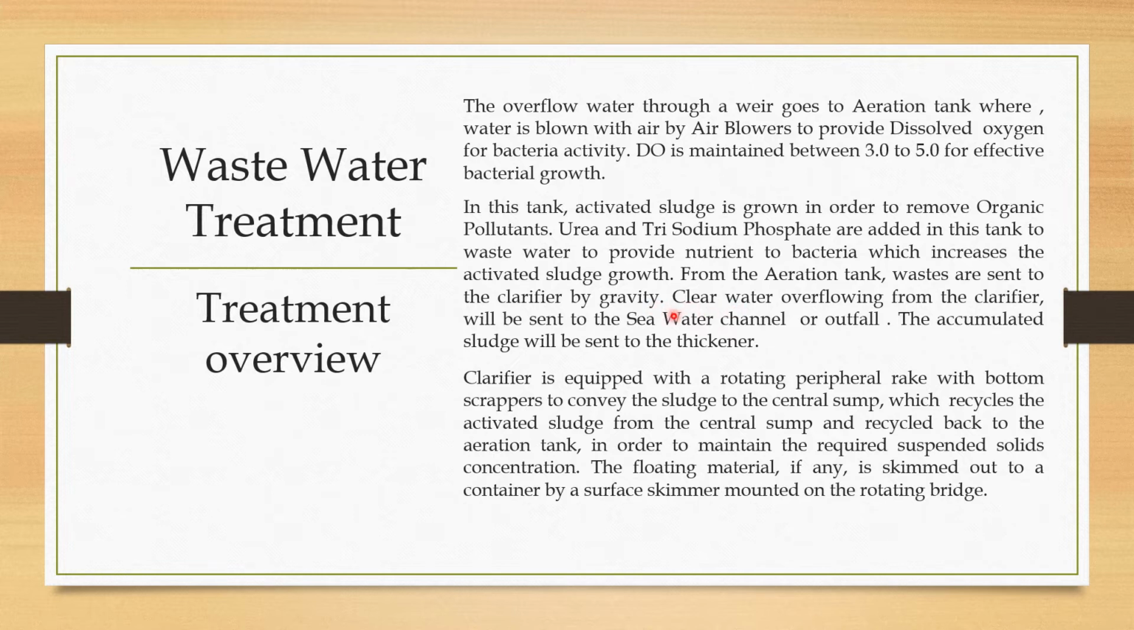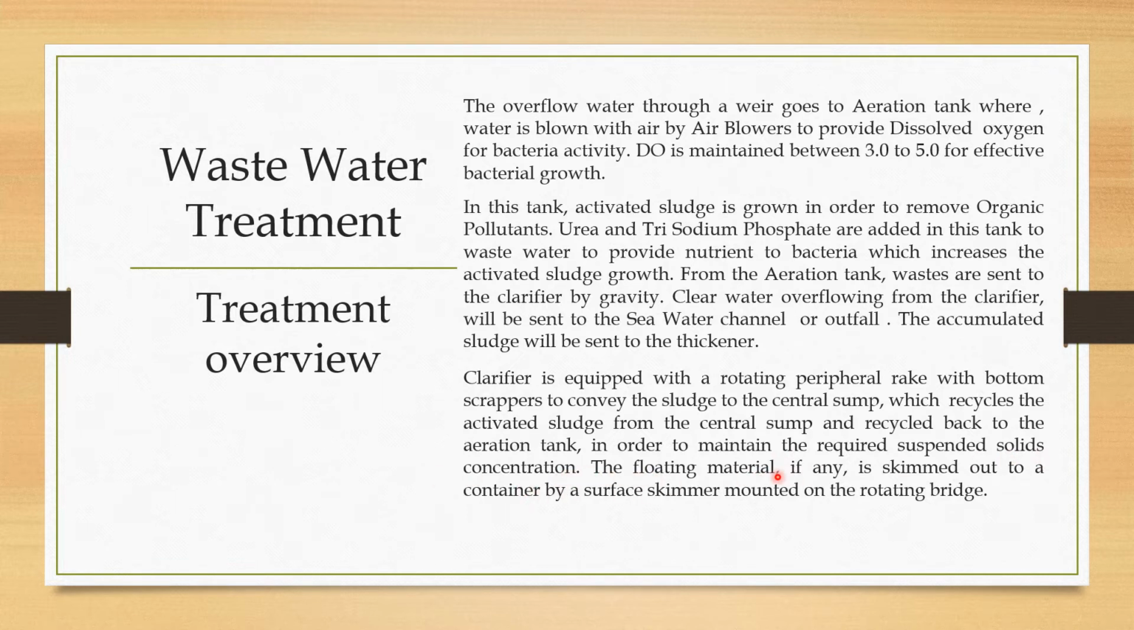From the clarifier, clear water overflows from the clarifier top through a weir and is sent to the seawater channel or outfall. The accumulated sludge is sent to the thickener. The clarifier is a round tank equipped with a rotating peripheral rake with bottom scrapers to convey the sludge to a central sump. The activated sludge from the central sump is recycled back to the aeration tank through a pump in order to maintain the required suspended solid concentration.